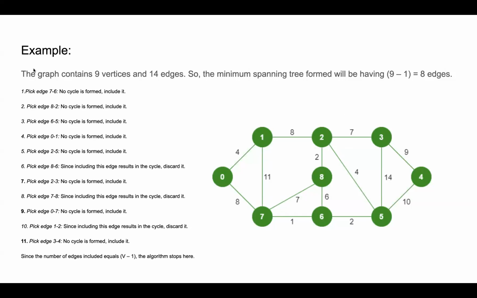What is there in this algorithm? We can see now. See the first step. Pick edge 7 to 6. Why is 7 to 6 picked? Because it has the minimum value. So 7 to 6 we are doing.